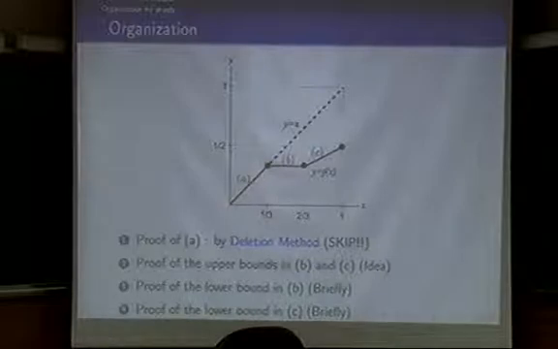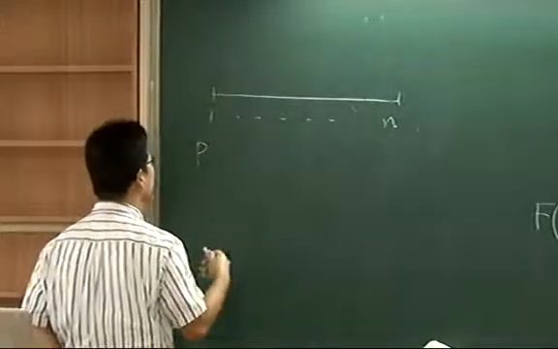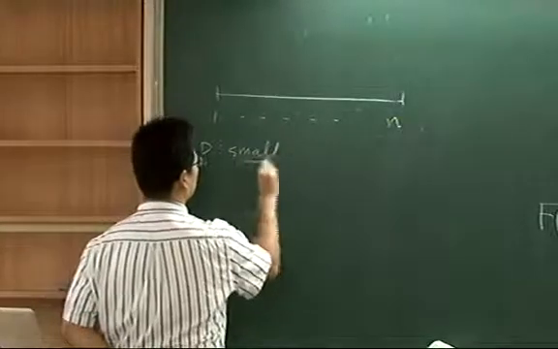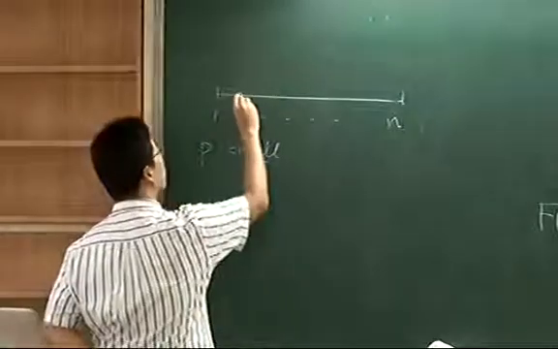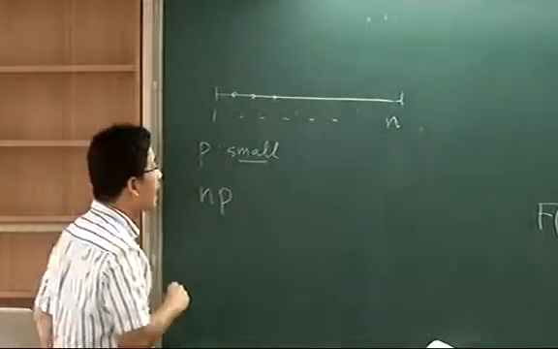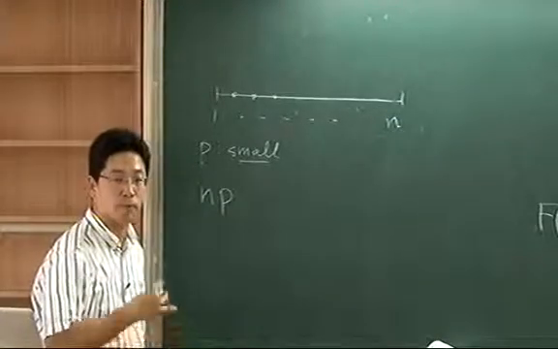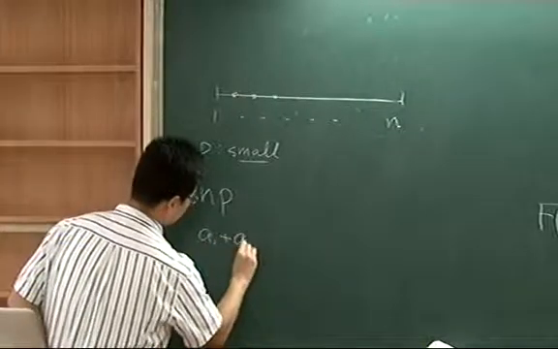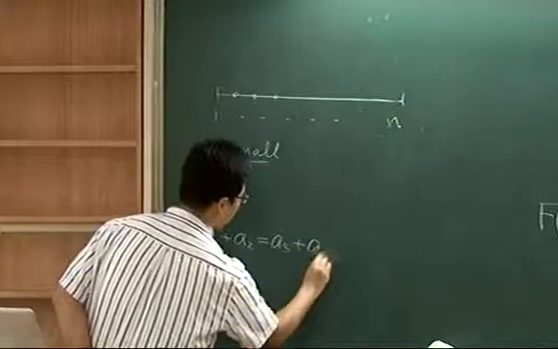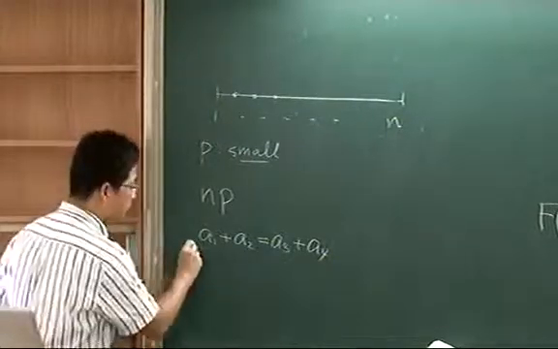So first, let's briefly think about the proof of A. Now we have integers from 1 to n, and let's think about the situation such that p is small. Then first, we will think of a random subset over here. And the size of the random set will be np. And after that, we will think about the number of non-trivial solutions of x1 plus x2 equals y1 plus y2. Let's say a1 plus a2 equals a3 plus a4 is a non-trivial solution in the random set. Then let's think about the expectation of this.